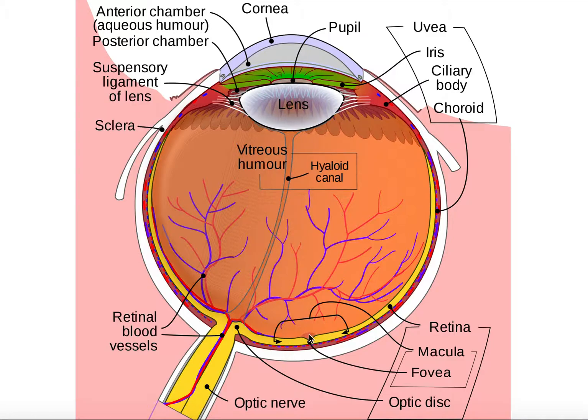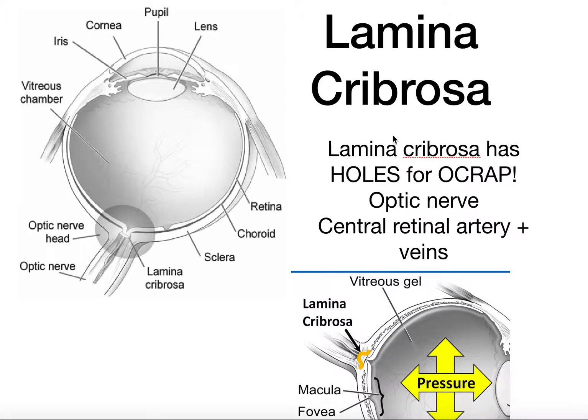Here's your macula, and here's your fovea. We'll come to that later when we look at the retina. We were talking about the lamina cribrosa, right? So here would be your lamina cribrosa, kind of where the optic nerve merges and starts to form. The lamina cribrosa has holes for, and then excuse the swear word, oh crap. O is supposed to remind you of optic nerve, fasciculi, and central retinal artery and veins. Those also transmit through the lamina cribrosa, through this place.